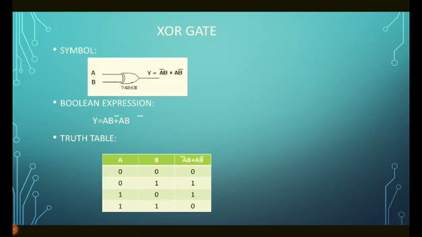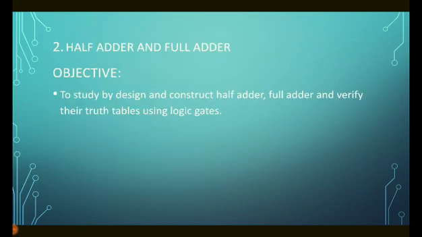When we give both the input as 0, the output is 0. When we give one input as 0 and another input as 1, the output is 1. When we give one input as 1 and another input as 0, the output is 1. When we give both the input as 1, the output is 0.